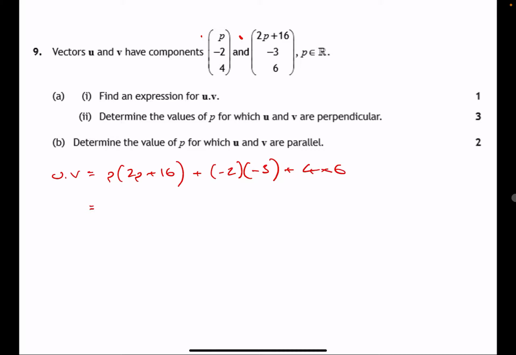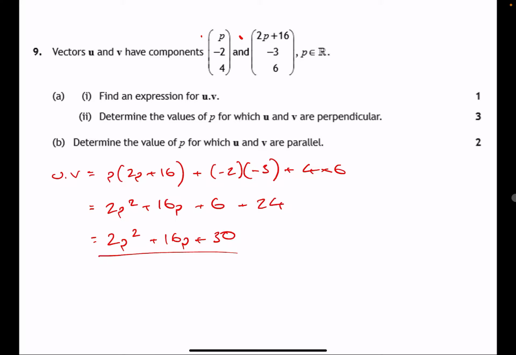P times 2p plus 16 is going to be 2p squared plus 16p. Minus 2 times minus 3 is 6. Careful with your negatives. 4 times 6 is 24. And that all simplifies to 2p squared plus 16p plus 30. And that's an expression for u dot v, okay? I think I could have left it in the first one, but the point is I'm going to want this. You can kind of see as soon as you get something like this, you know you're probably going to have to factorize or something at some point.